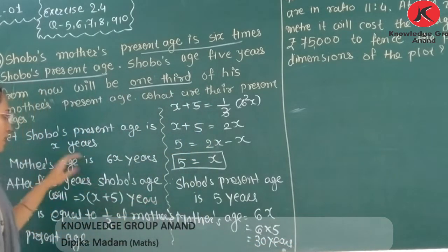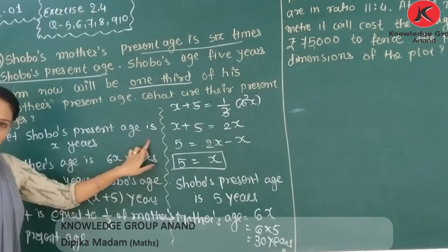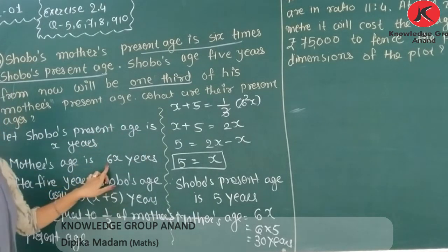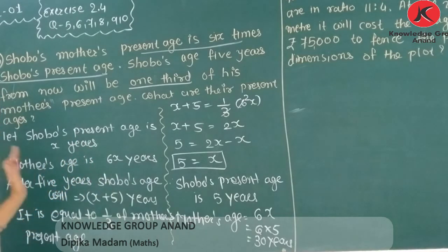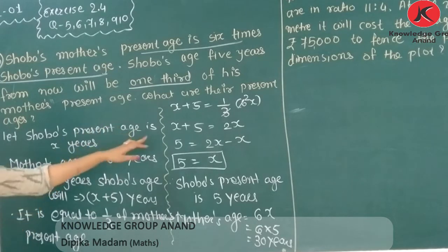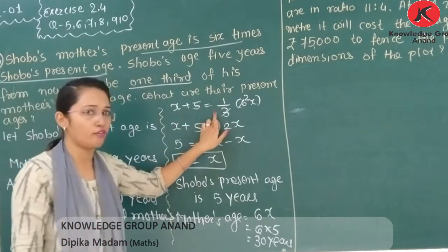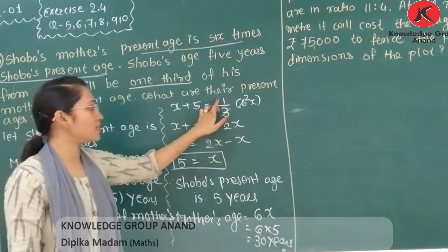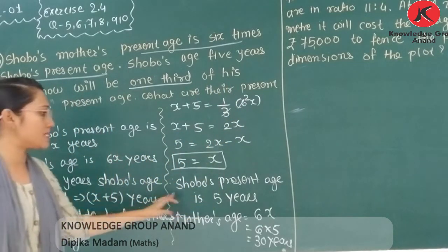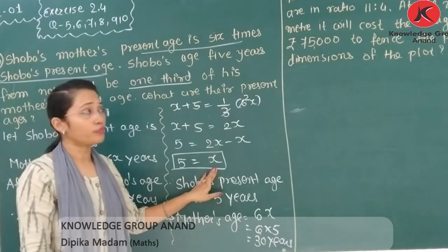Okay, one more time. Subhu's present age is x years. Mother's age is 6 times, means it is 6x. Now, after 5 years, Subhu's age will be x plus 5, but it is equal to 1/3 of mother's present age. So we can write x plus 5 is equal to 1/3 of 6x. If you solve this equation, you will get the answer x is equal to 5.